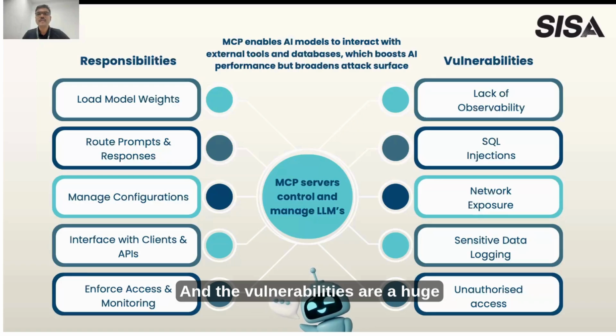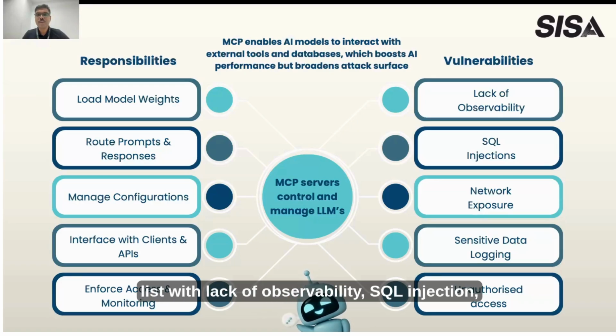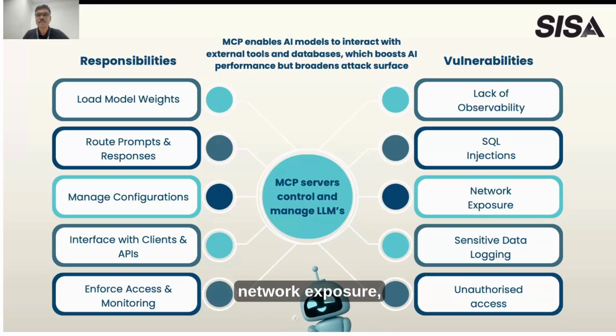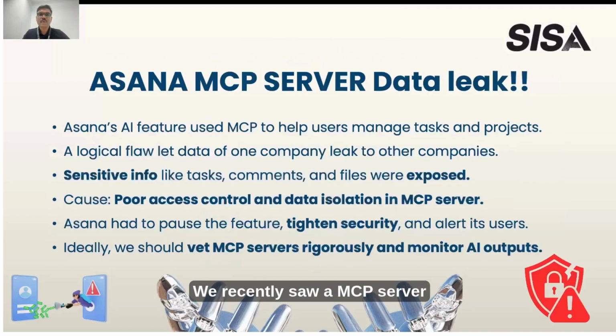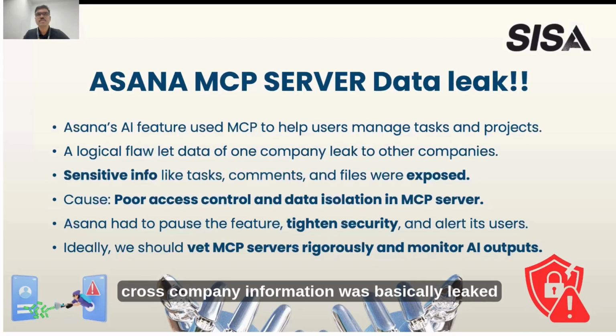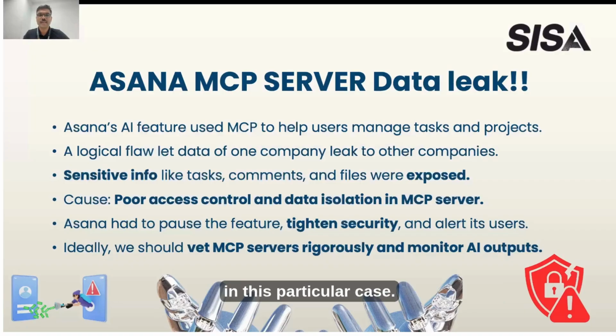And the vulnerabilities are a huge list, with lack of observability, SQL injection, network exposure, sensitive data logging, and unauthorized access. We recently saw an MCP server suffer a data leak in Asana, where cross-company information was leaked in this particular case.